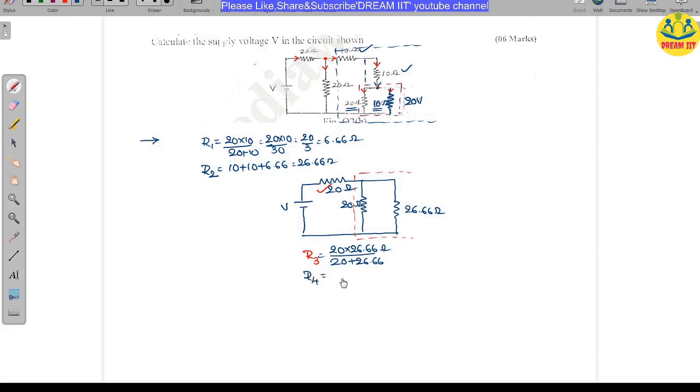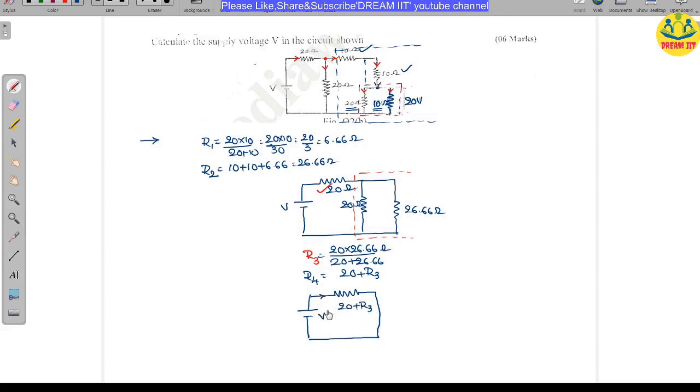You can write R4 as 20 plus whatever R3 you are getting here. That is the work I am giving for you; you have to do the calculations. R4 is equal to 20 plus R3, and finally the circuit will be reduced like this. The mistake in the problem is that the total current is not given, so you cannot find V.